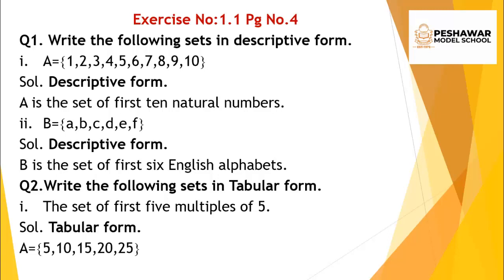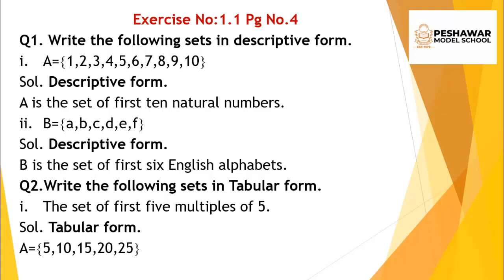Before starting and completing this exercise, first of all, you should know what is meant by descriptive form. As you already know, descriptive form means a form in which instead of writing all the members of a set, a sentence is written. It means you have to represent this set in the form of a sentence and make each and every member of a set clear. So what is our definition of descriptive form? In this form, instead of writing all the members of a set, a sentence is written which makes each and every member of a set clear.